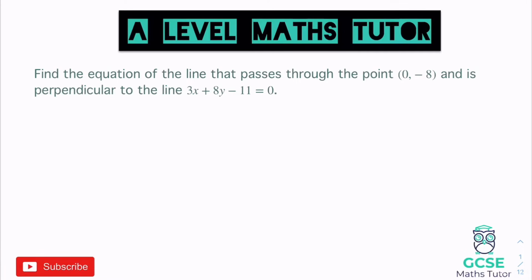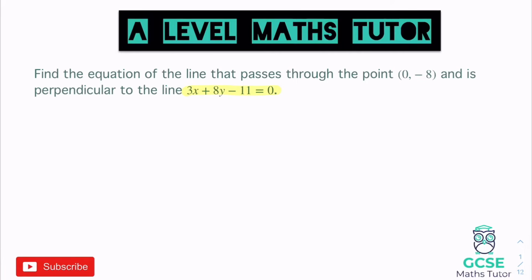So it says here, find the equation of the line that passes through the point (0, -8) and is perpendicular to this line here. Okay, so I'm just going to highlight these because this line here is not in our usual format. So throughout all these questions, I am going to be using y = mx + c as my formula. I'm not going to bother using any other formulas.